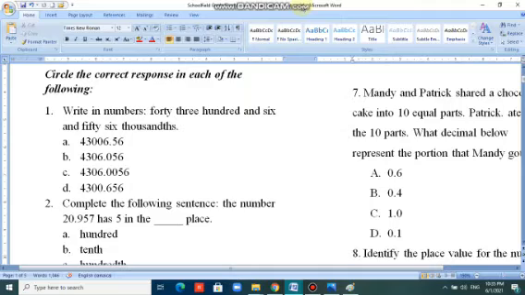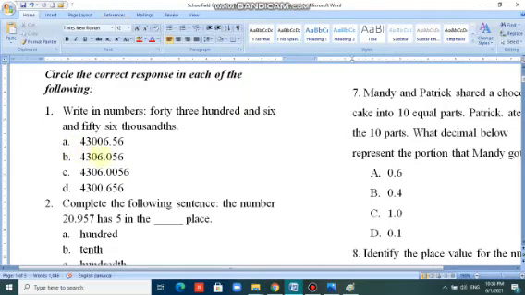But when you look at B now, that is the answer because it's 4,300, 0 tens and 6 ones, 0.0 tenth, 5 hundredths, 6 thousandths. So in other words, it's 4,300, 0 tens, 6 ones, 0 tenths and 5 hundredths, 6 thousandths. So it's 56 thousandths. All right.